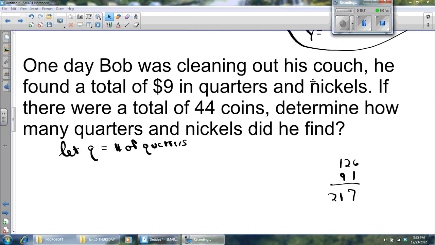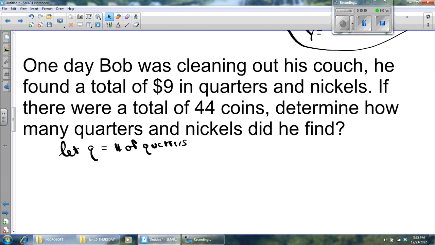Okay, I think I fixed my problem there. Sorry about that. So one day Bob was cleaning out his couch. He found a total of $9 in quarters and nickels. If there were a total of 44 coins, determine how many quarters and nickels he found.